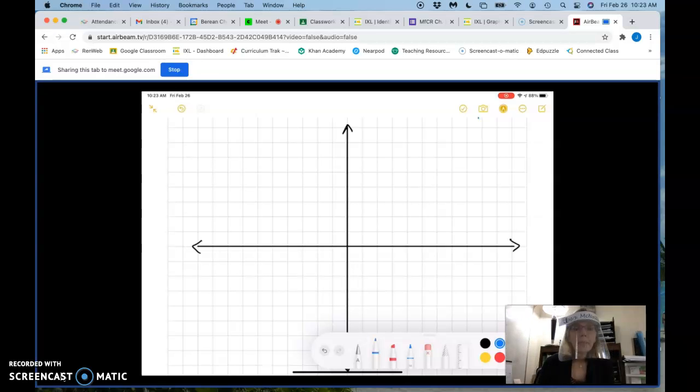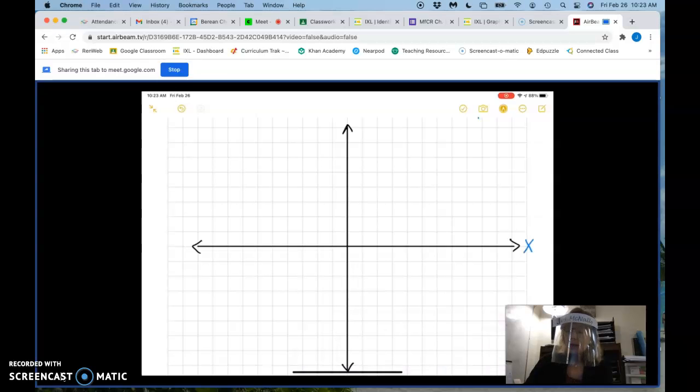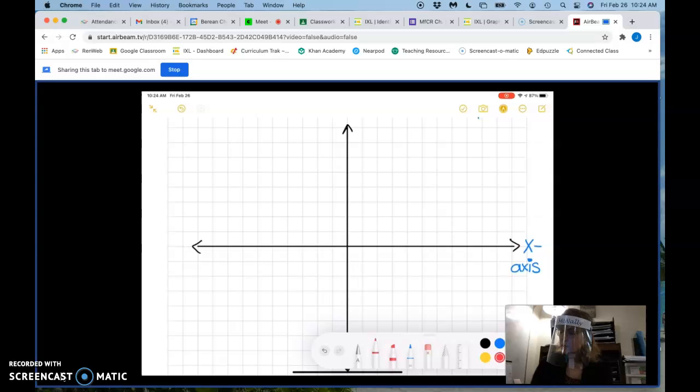All right? But each line in my number line has a special name too. So the horizontal line, his name is the x-axis. So write that next to the x-axis. And the vertical number line has a name, and its name is the y-axis.